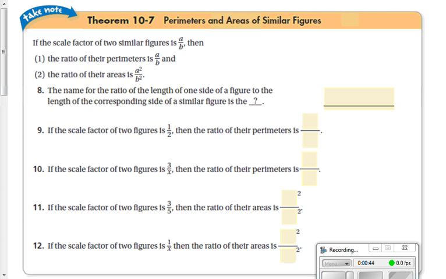All right, Theorem 10.7, a main theorem we're going to use in this lesson, is that if the scale factor of two similar figures is a over b, then the ratio of their perimeters is the same, a over b, and the ratio of their areas is a squared over b squared. Go ahead and think about that and fill in the answers to 8 through 12.